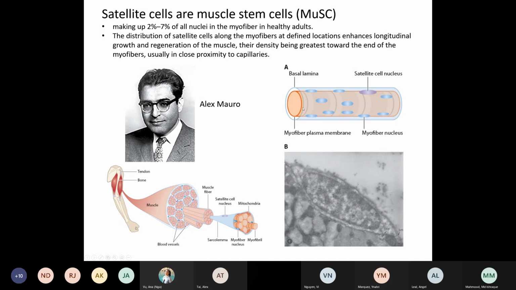But let's look at A here. You have a lot of nuclei, but you do have some cells around the edge of the muscle fiber. It's right under that basal lamina. Under the basal lamina, you will find satellite cells. They are always around the edge of the muscle, under the basal lamina.